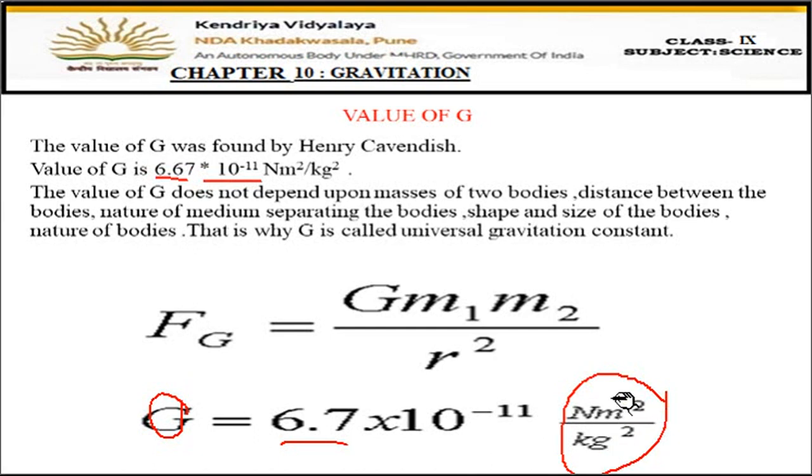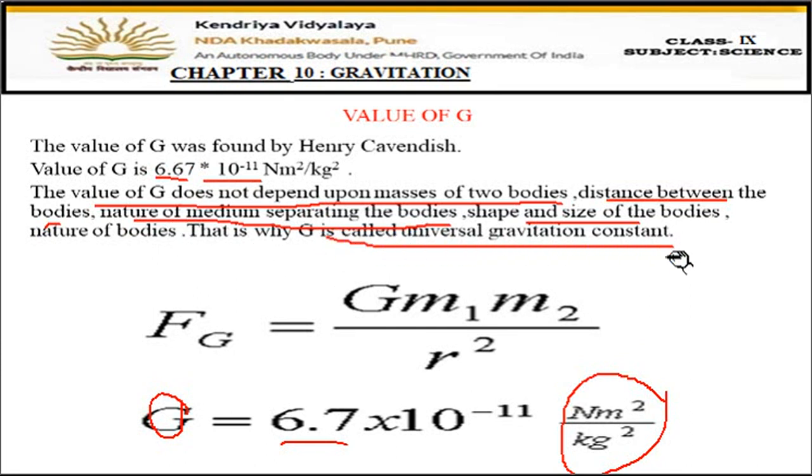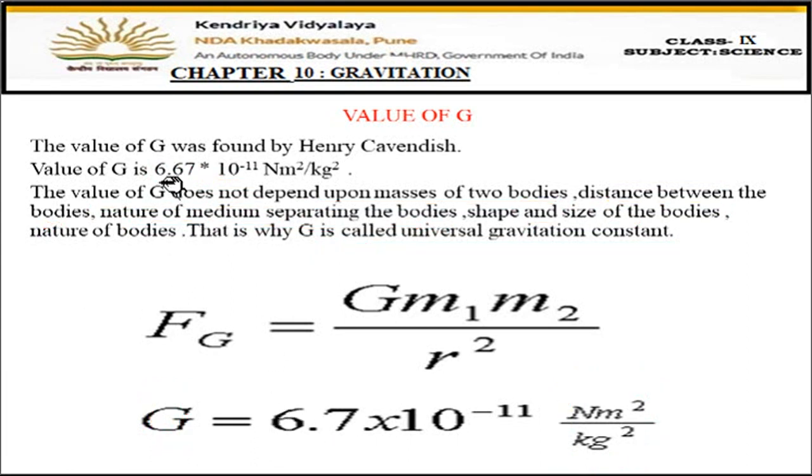square upon kg square. Now the value of G does not depend upon the mass of the two bodies, distance between the bodies, nature of the medium separating them, size, shape, nothing else, right? Because G does not depend on all these things, that's why G is called the universal gravitation constant, because G does not depend on the nature of the two bodies, the distance between them, or the mass of the two bodies. So that is why G is called the universal gravitation constant, and its value you have to learn: 6.67 into 10 raised to minus 11 Newton meter square per kg square.